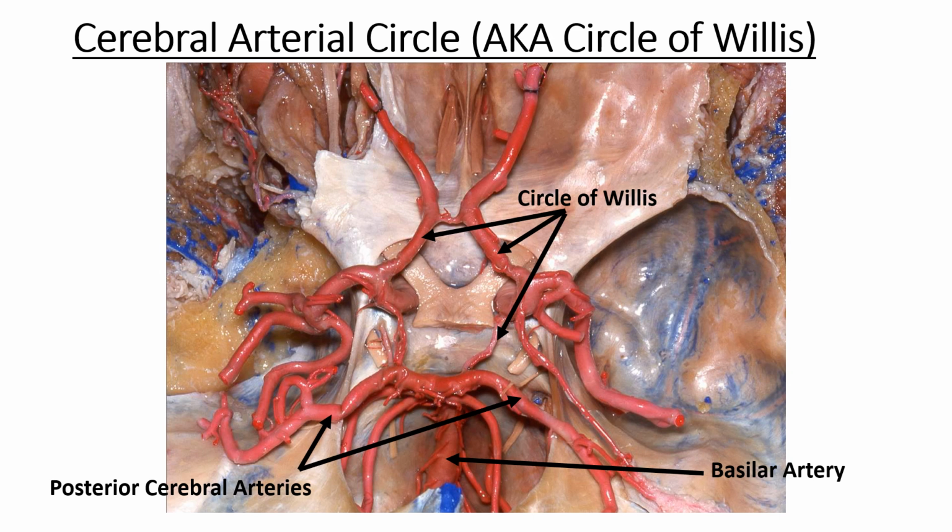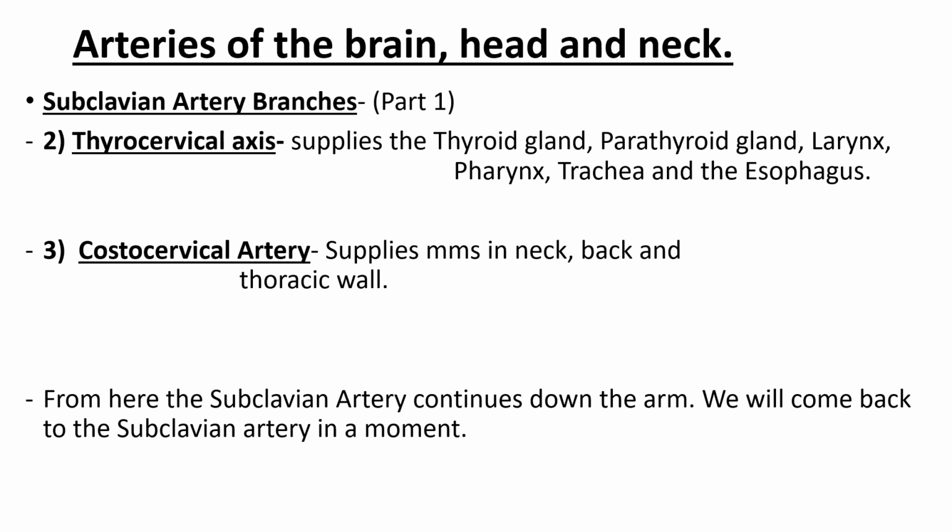So we can see here in a dissection how the circle of Willis is actually put together, and where the basilar artery and the posterior cerebral arteries come into play. This is not a picture I hold you accountable for, but I want you to see the circle that gets formed by the circle of Willis, and how that is going to be deep in the brain to help supply all of the many parts of our brain.